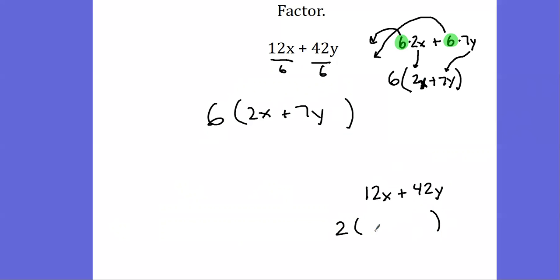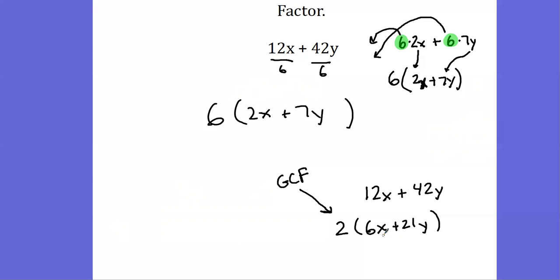So now I have 2 times the quantity, and when I factor out a 2, this would be 6x. 2 times 6x would give me 12x, and half of 42 is 21, so this will be plus 21y. So the 2 times 21y gives me 42y. And make sure that you don't stop here if this is how you think through this problem. When you factor, you always want your GCF, or greatest common factor. So you have to look at your expression and make sure that you cannot pull out anything else.